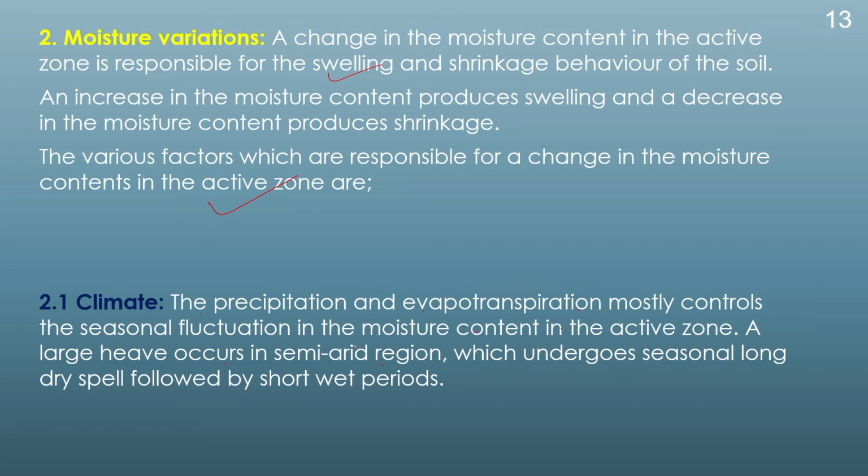So, in a climatic condition like India, which is a semi-arid region, we have a large spell of dry season followed by short wet periods. So, during the dry season, the soil in the active zone will lose water, and during the short wet period the water content of the soil will increase. So, this fluctuation in the water content can bring a higher swelling tendency of the soil.